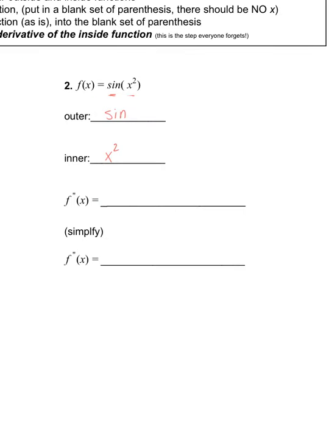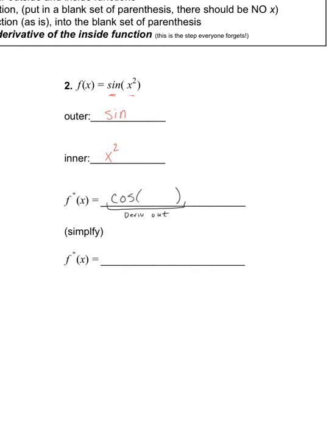Okay, let's go to number 2. We already talked about it. We're taking the sine of x squared, so the sine is the outer, and the x squared is the inner. So the first step, we take the derivative of the outside function. The derivative of the sine is the cosine. And you always put in a blank set of parentheses. So this whole thing here is the derivative of the outer.